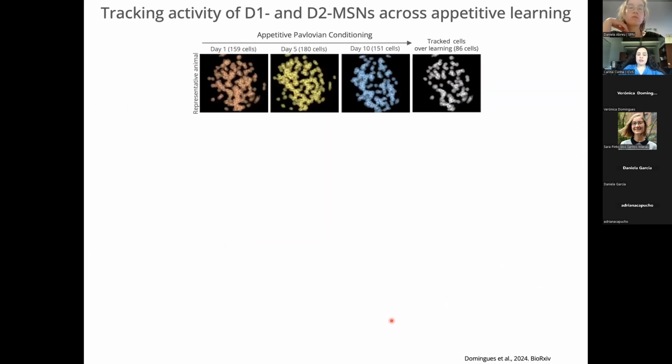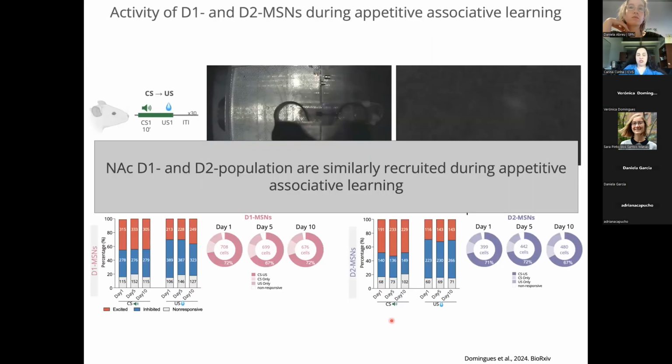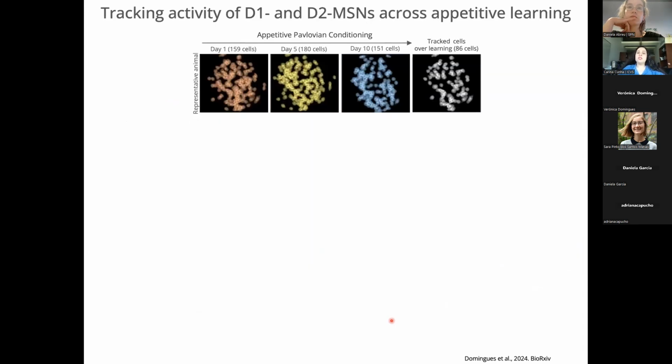Again, this is what I just said before. However, we wanted to take advantage of calcium imaging. One of the advantages of calcium imaging is that we have a field of view, so we are recording from the same field of view throughout days.